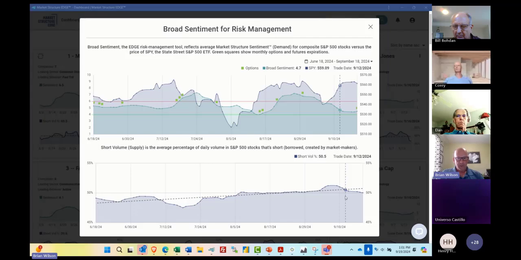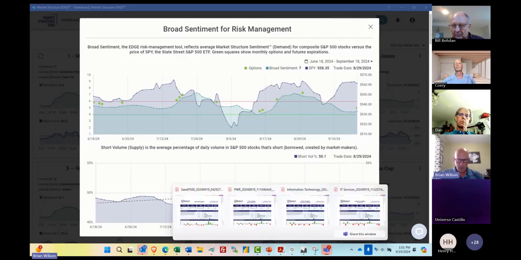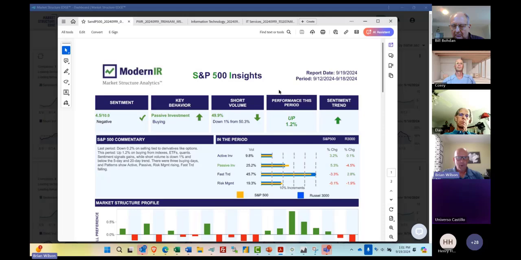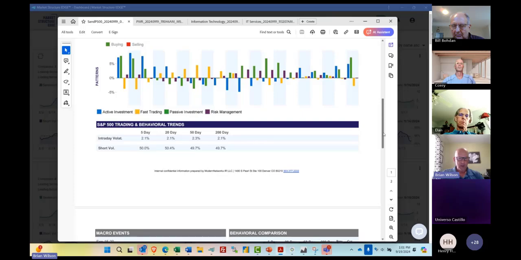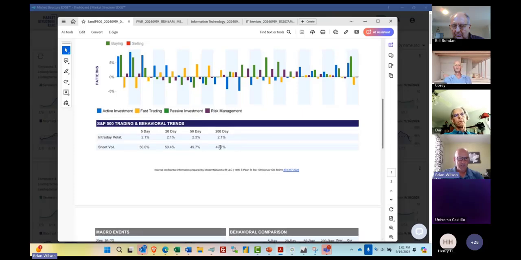What we want to do in terms of short volume is look at it relative to the norms. And let me show you. This is a report on the Modern IR side, but what I wanted to show you was S&P 500 short volumes over time. So here's the norms for the last 200 days. It's roughly 50%. If we get much above that, that tends to be a period where it's going to be difficult for trading. There's excess supply in the market.